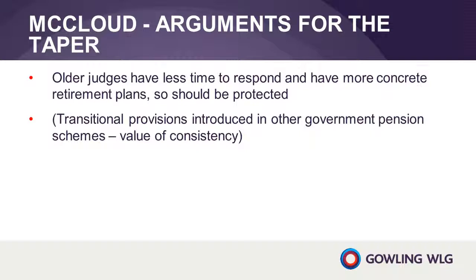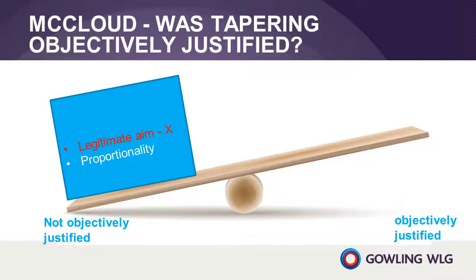Now, the government accepted that the transitional provisions involved less favourable treatment of the claimants because of age, but they said that the transitional provisions were a proportionate means of achieving a legitimate aim. And the legitimate aim put forward in this case was to protect those closest to retirement from the financial effects of pension reform. So essentially, the government was saying that the older judges would be more likely to have made fixed or concrete plans for retirement, which they would find difficult to change if their pensions were changed very close to retirement. On this basis, the differences in treatment were justified and therefore lawful.